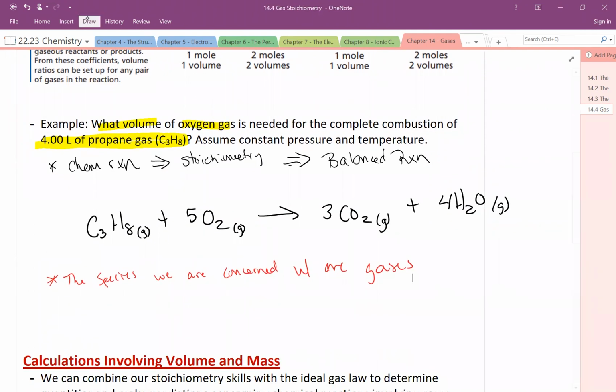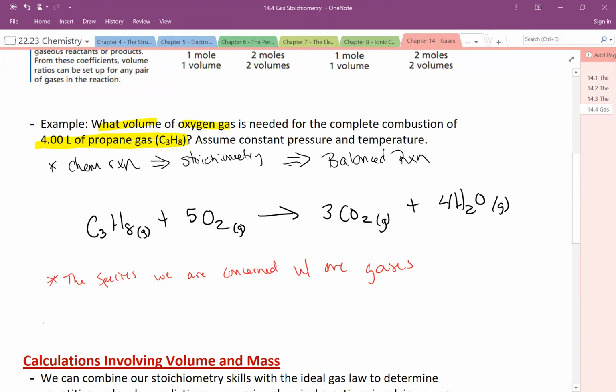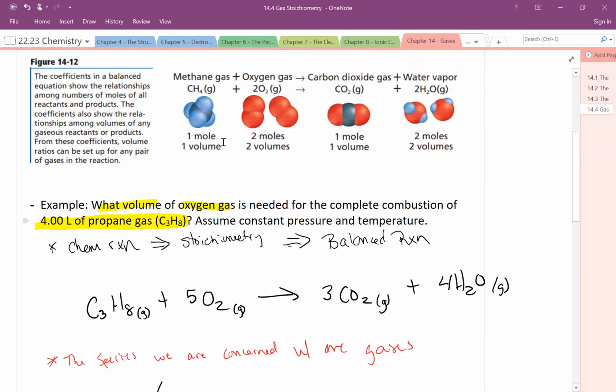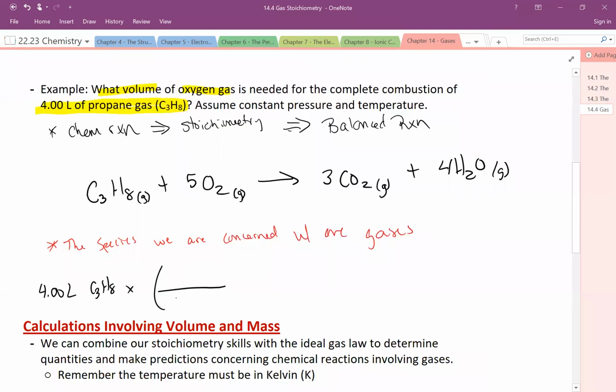Well, if I know that I start with 4.00 liters of my propane gas, C3H8, I can do a quick unit conversion. I said in my balanced equation, I had 1 mole of C3H8, or we could say 1 volume. In this case, I'm going to say 1 liter. And notice if I have 1 liter of C3H8, that is going to combine with 5 moles of oxygen, or 5 liters of oxygen. So 5 L O2.